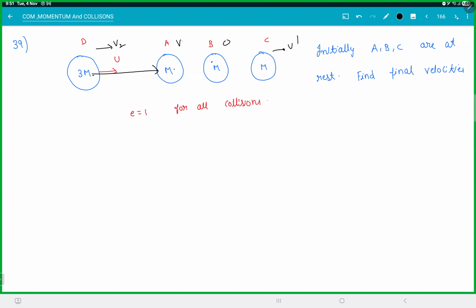So A will again go with some other velocity v dash. Then A will hit B, so B will go with v dash. Then D is still moving with v3. Now again it will hit A, then again A will go. Are you getting it? D will not stop. So whenever A stops, D will come again and hit it from the back. Are you getting what is happening? So let's do one thing. Let's find the velocity for the first collision between D and A. What is the velocity of A and D after the first collision? Let's start from there.